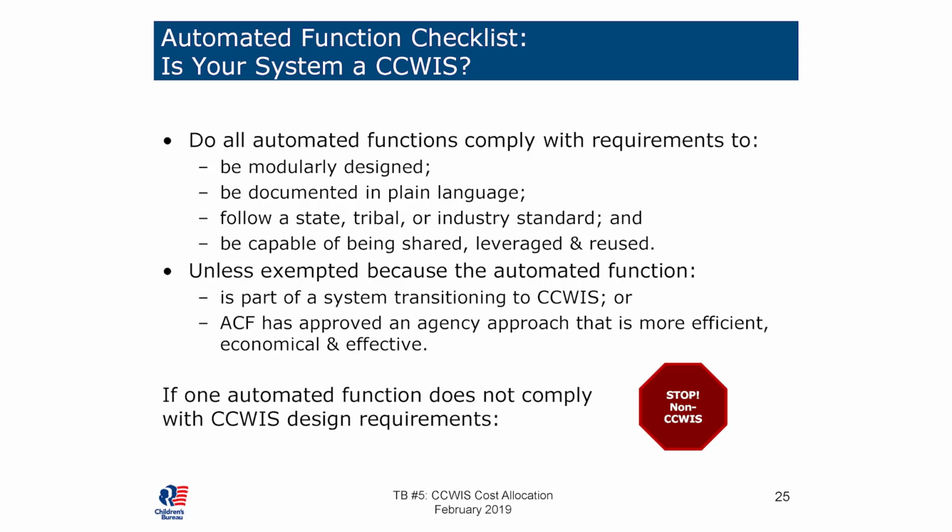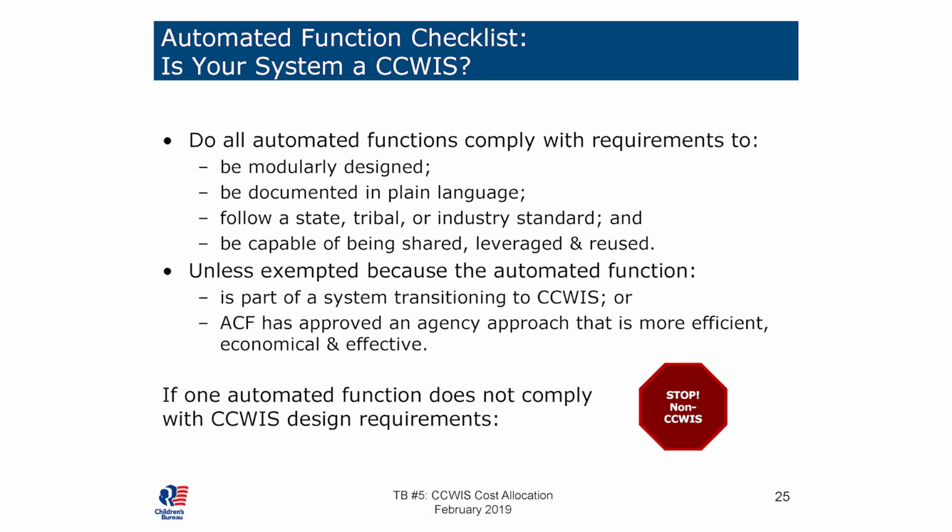If a function does not meet one or more of these requirements, is that automated function exempt because it is either part of a CCWIS or non-CCWIS transitioning to CCWIS, or because the agency has a more efficient, economical, or effective design? With such an exemption, an automated function complies with the CCWIS design requirement. However, if there is an automated function that does not comply with the design requirement and it is not exempt, your system is not a CCWIS project and none of it can get CCWIS cost allocation.